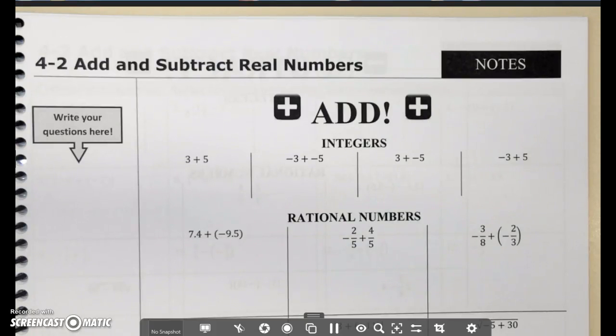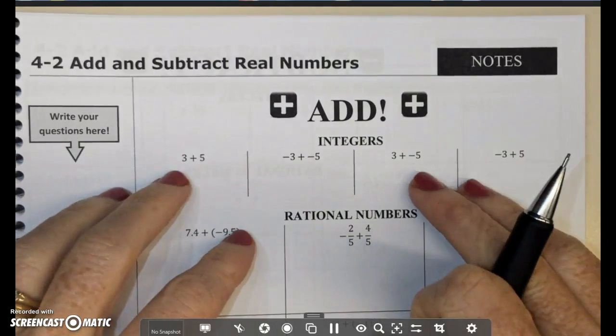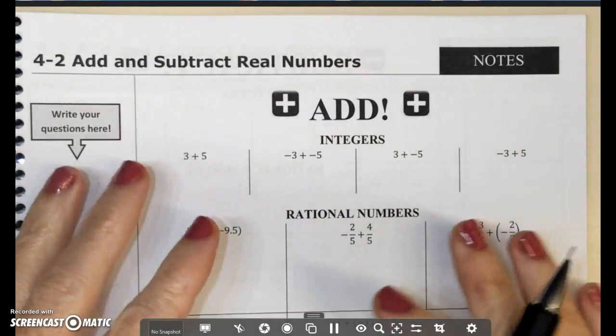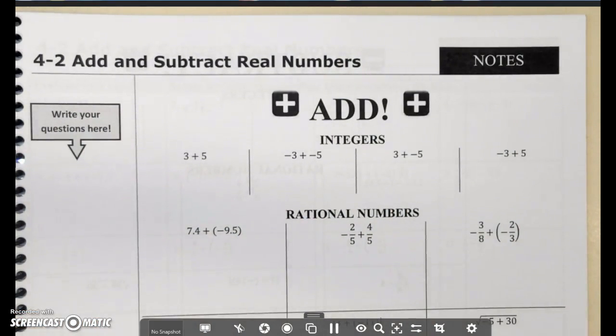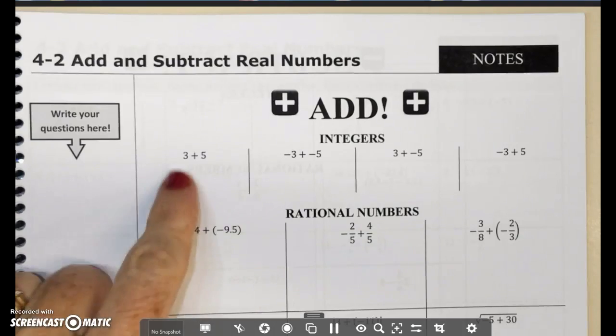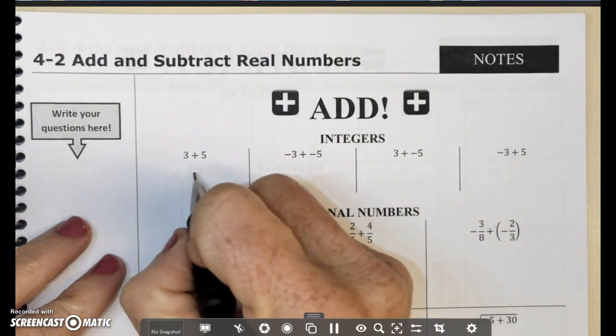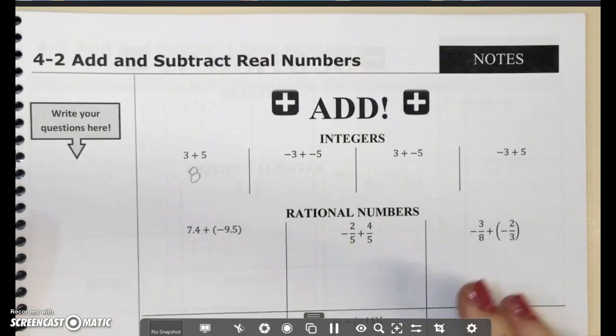4-2, adding and subtracting real numbers. I will tell you that this is the area of integers that people have the most problem with, and I'm going to try and make it as simple as I can for you. So, let's just start with easy. 3 plus 5, 8. Super easy, both positive numbers, exactly the same.